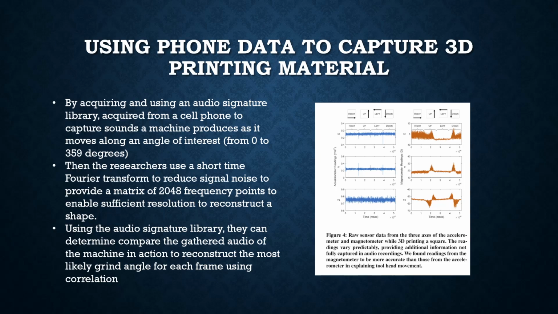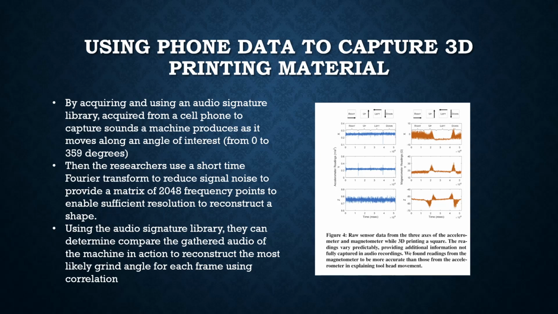So now that I've provided some background on phones and the correlation between phones getting on the manufacturing floor and being potentially used to do a side channel attack, let's talk real briefly about collecting phone data to capture 3D printing material. So basically what the study did is acquire and use an audio signature library that they captured from the cell phone, capturing sounds the machine produces as it moves along an angle of interest. They actually broke it down full circle from 0 to 359 degrees and categorized those sounds.